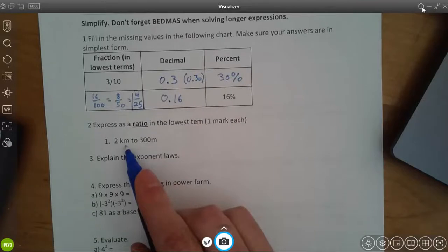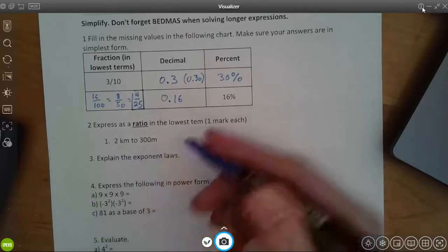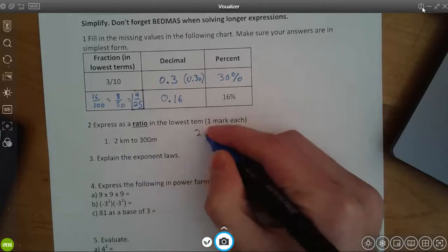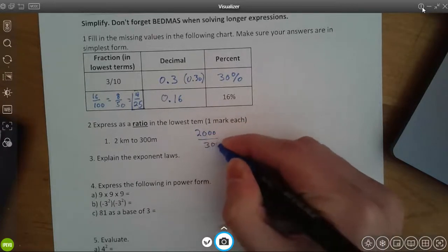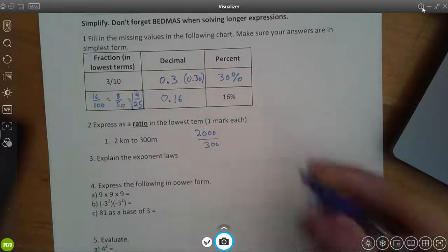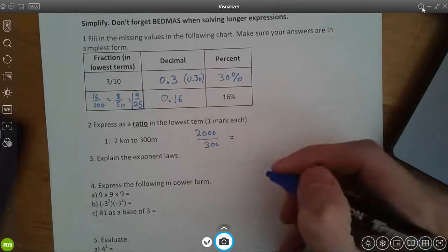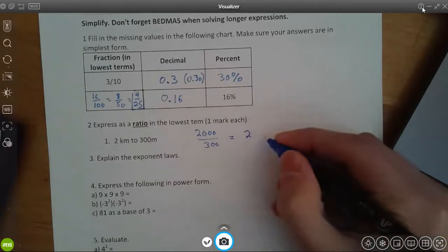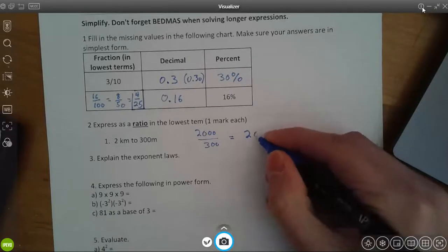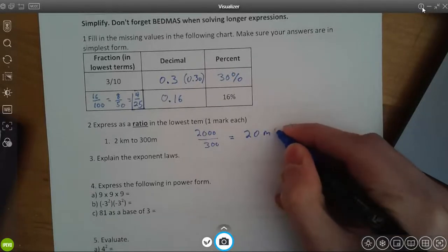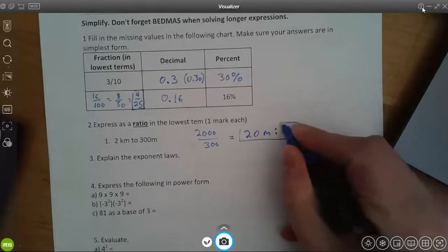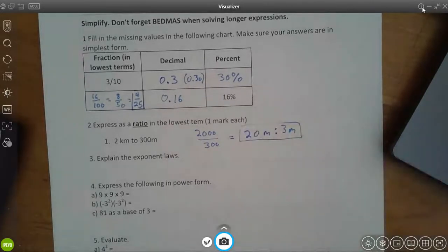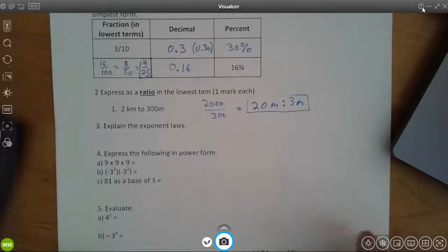Ratios, first of all, if I'm going to express them as a ratio, the units need to be equal. So I'm going to rewrite 2 kilometers as 2,000 meters. So 2,000 over 300 definitely isn't in lowest terms. I could divide those both by 100. So I'm left with 20 meters to 3 meters. And I don't need the units because the ratio is getting rid of the units, but that's fine. So 20 to 3 would be my ratio in lowest terms.